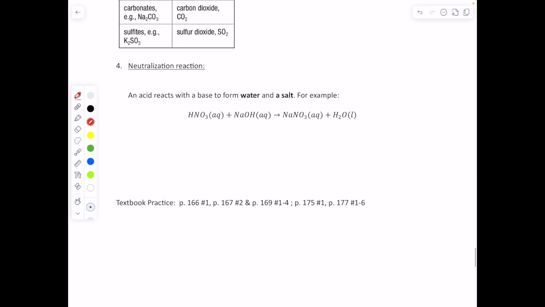Finally, we have neutralization reactions. These are when acids react with a base to form water and salt. Here we have an acid and a base producing a salt and water. If these are your products and these are your reactants, then what you have is a neutralization reaction.